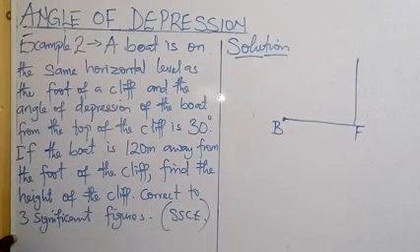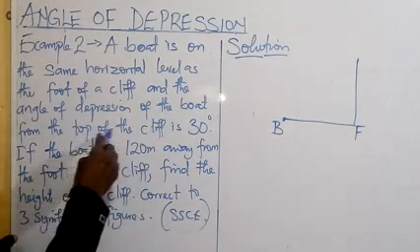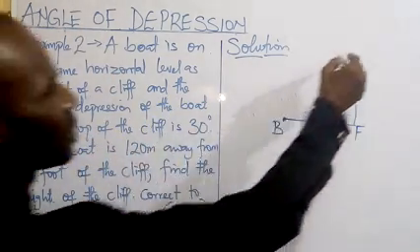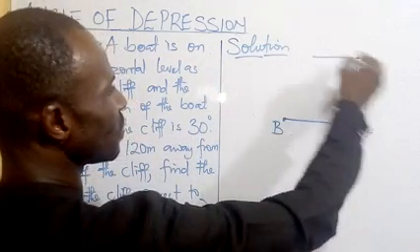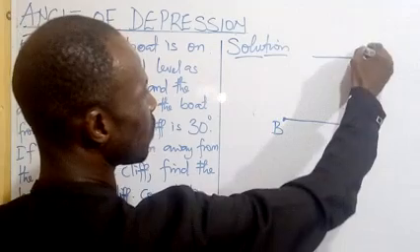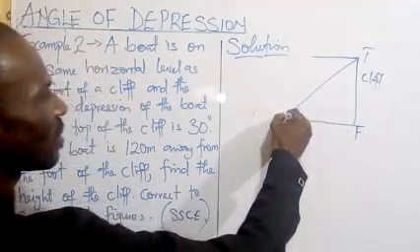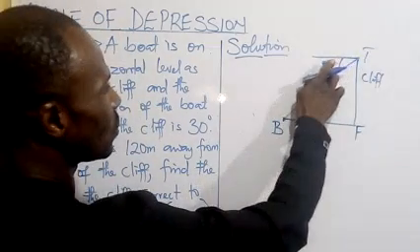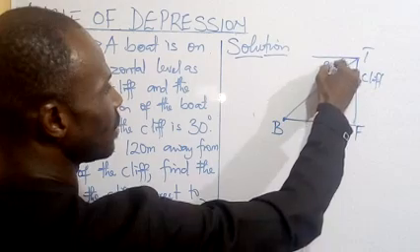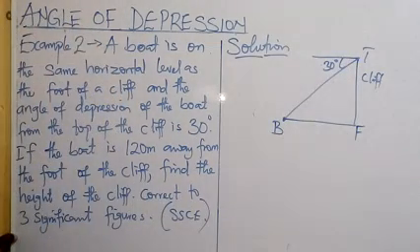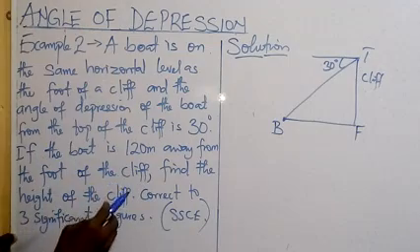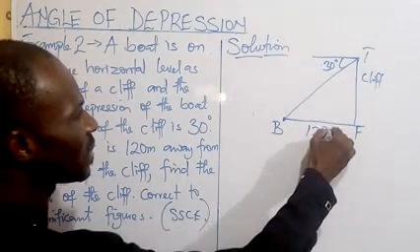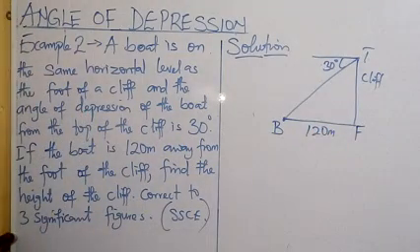And the angle of depression of the boat from the top of the cliff is 30 degrees. This is the top of the cliff, T. Angle of depression, 30 degrees. If the boat is 120 meters away from the foot of the cliff, that is 120 meters from the cliff, find the height of the cliff.